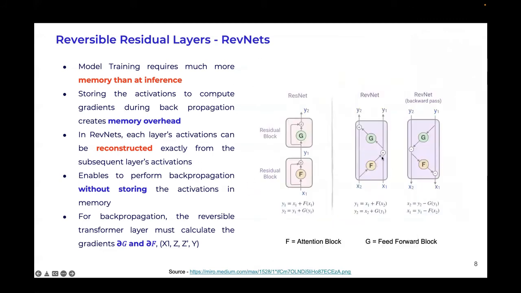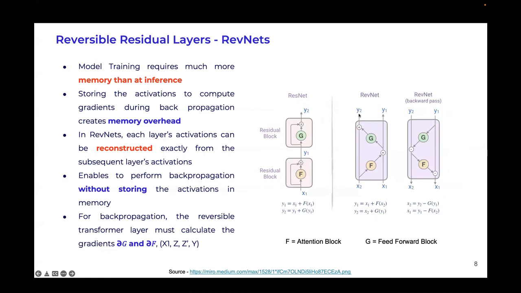This is for forward propagation. Here F is the attention block, and G is the feed forward block. Y1 is X1 plus F of X2, and later Y2 is X2 plus G of Y1.